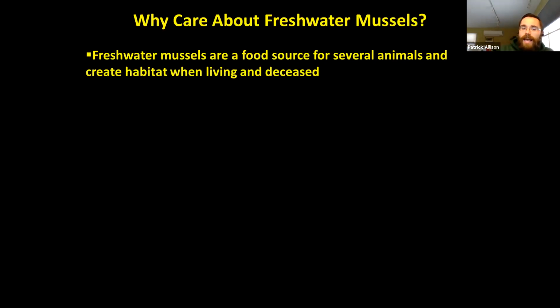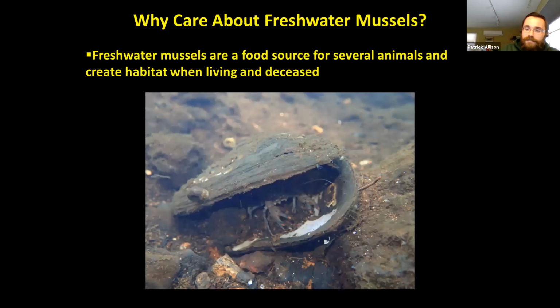But then they'll also create habitat when they're living and deceased. So when they're living, you can have critters such as caddisflies and snails that are going to be crawling on them. And then when they're deceased, they'll end up usually opening up, and their shells can act as shelter for animals such as crayfish, fish. You can see we've got a snail hanging out on the shell as well. We've got a little crayfish friend hiding right in there. So overall, very important to stream ecosystems for freshwater environments.